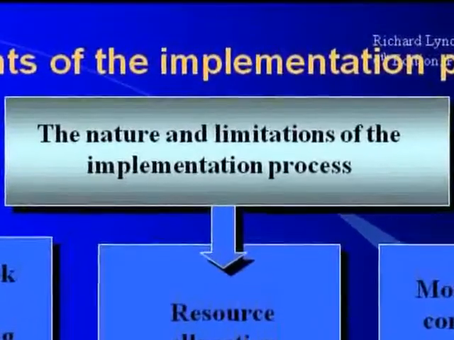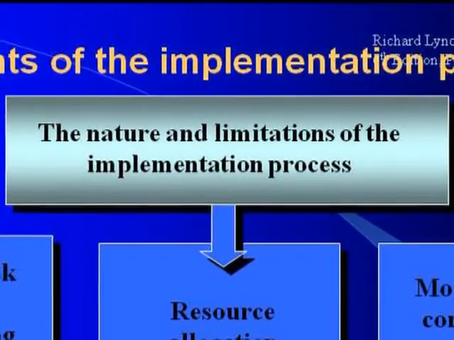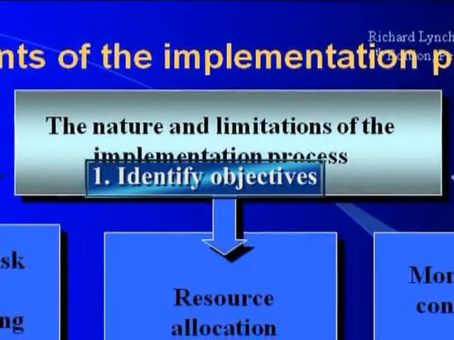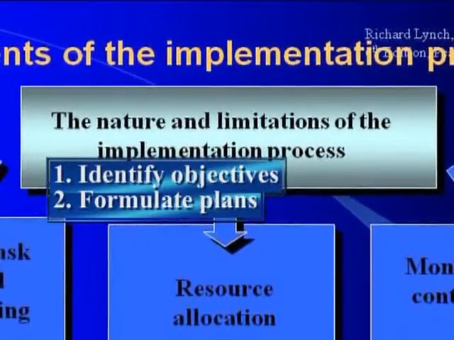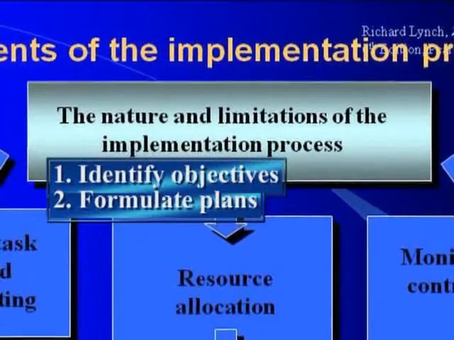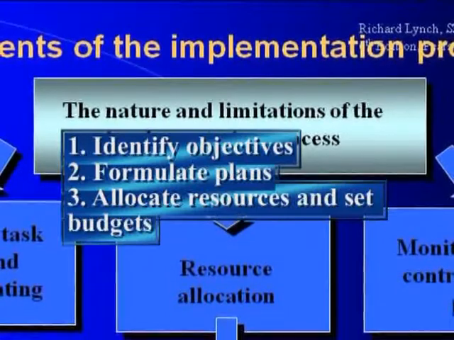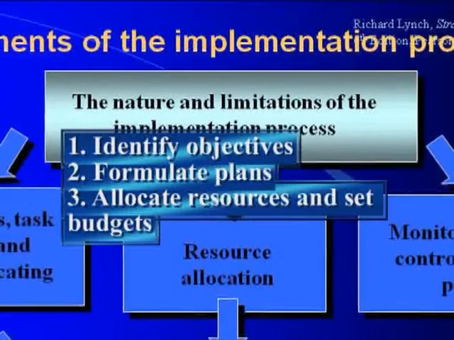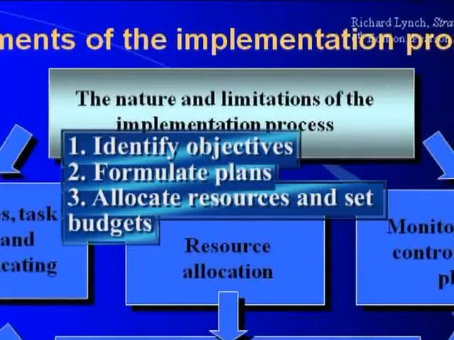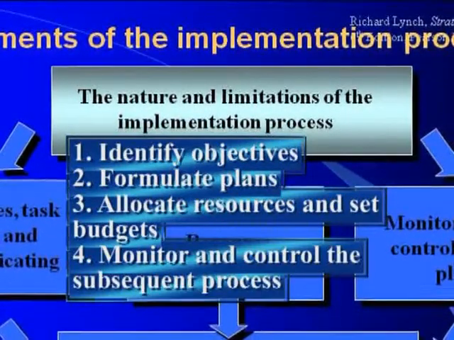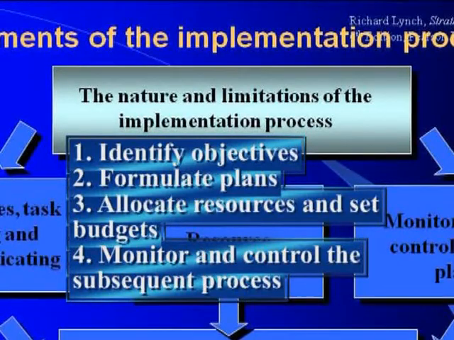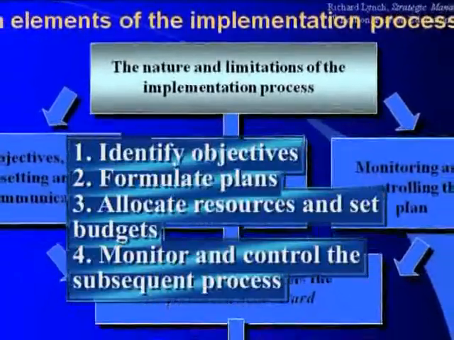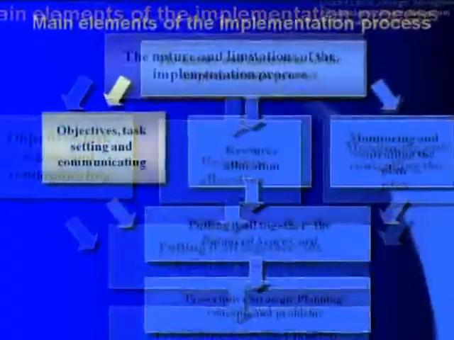The nature of the implementation process involves 4 basic elements. 1. Identification of general strategic objectives. 2. Formulation of specific plans. 3. Resource allocation and budgeting in order to achieve the objectives. And 4. Monitoring and control procedures, ensuring that the objectives are being met, that only the agreed resources are being spent, and that budgets are being adhered to.